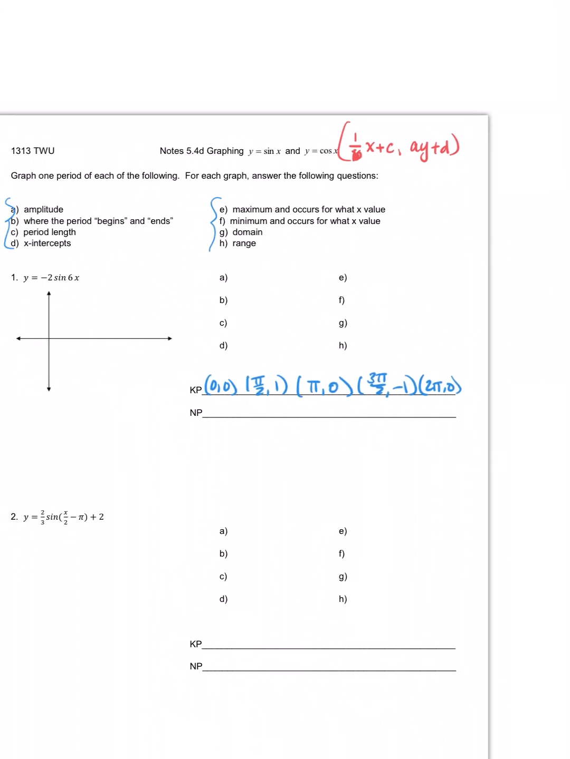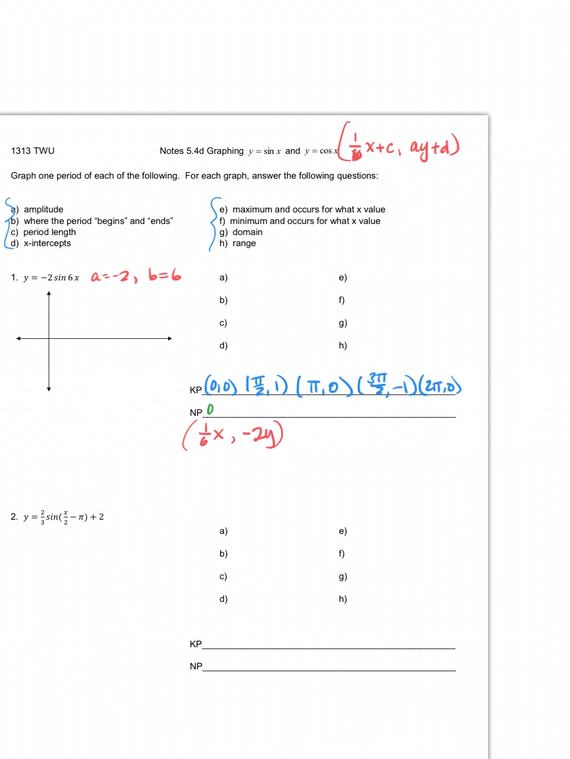So now I'm thinking about my equation. I know that a is negative 2 and b is 6. So what I'm going to have to do is multiply x times 1/6. There's no c, so I don't have to add or subtract anything. And then I'm going to multiply negative 2 times y. And that will give me my new points. Okay, so let's apply this.